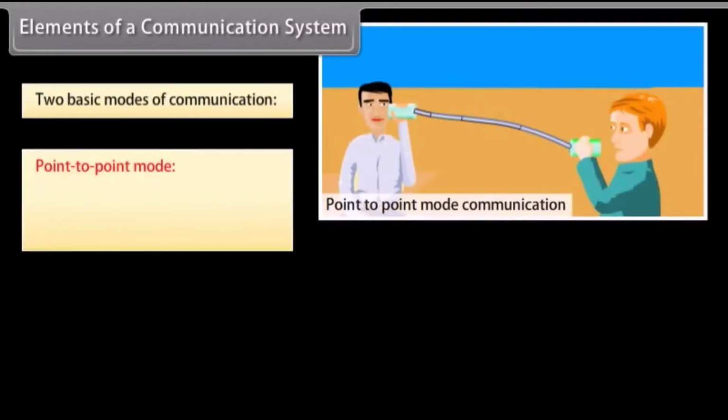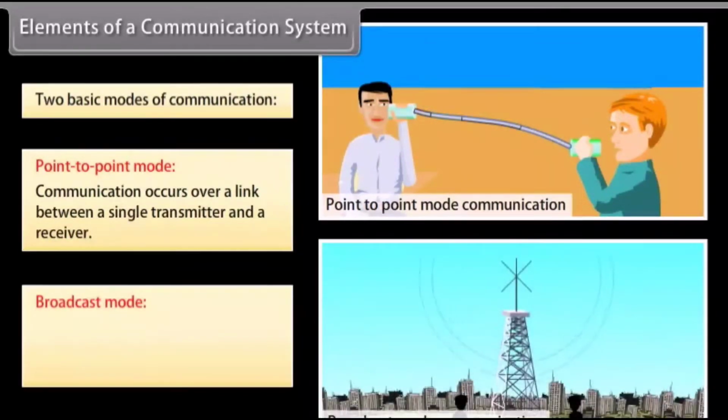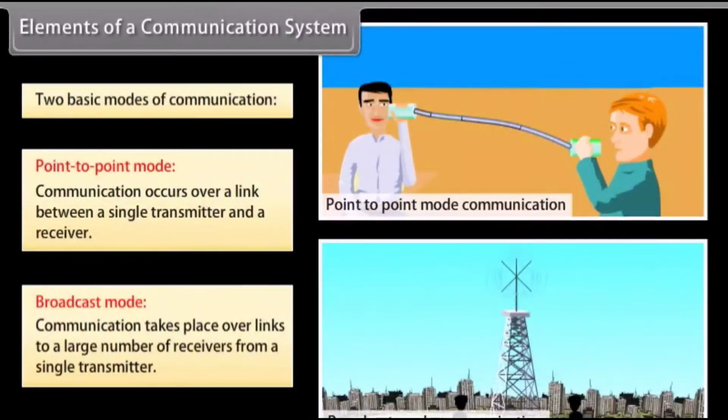Two basic modes of communication. Point-to-point mode. Communication occurs over a link between single transmitter and a receiver. Broadcast mode. Communication takes place over links to a large number of receivers from a single transmitter.